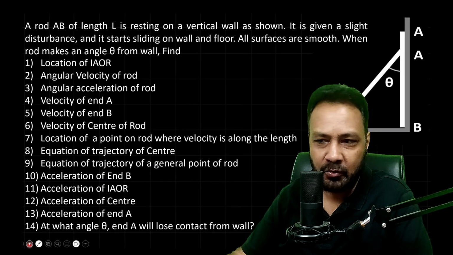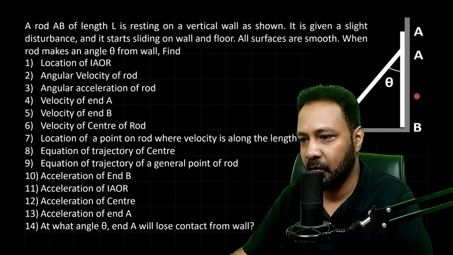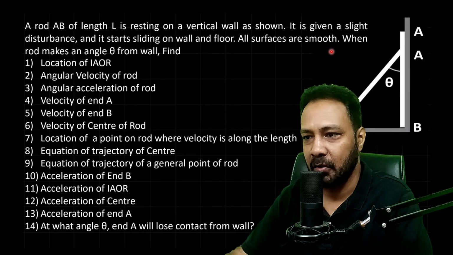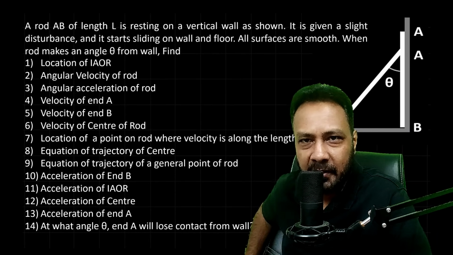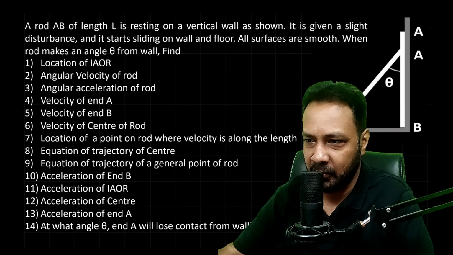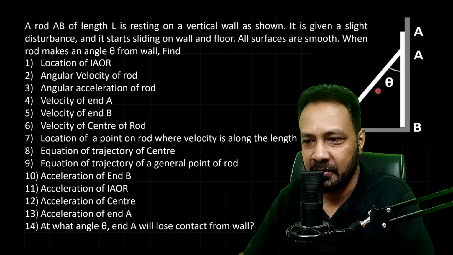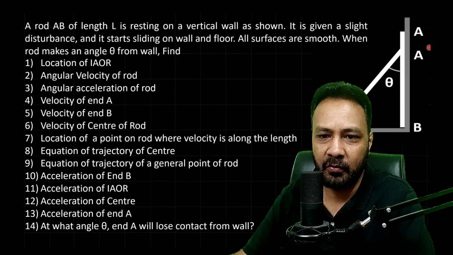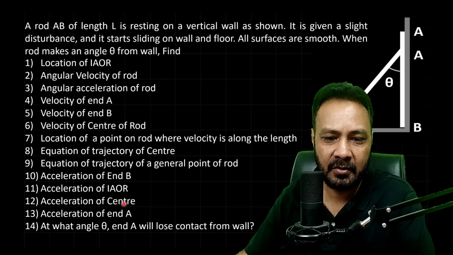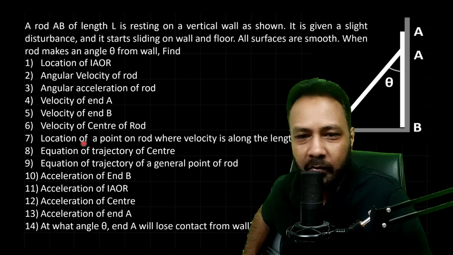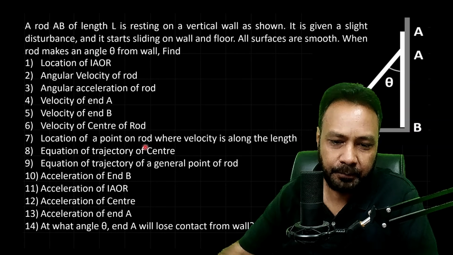So once again, let me show. This is the vertical wall and this is the floor. All surfaces are smooth, and as I explained, the rod is given a slight disturbance and starts sliding. So at a general moment, we have to find all those things that I just told. We'll try to do them one by one.